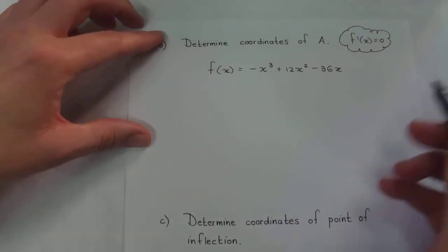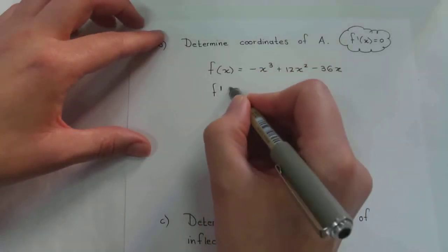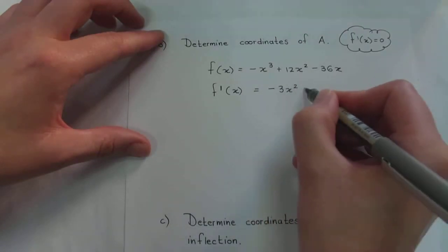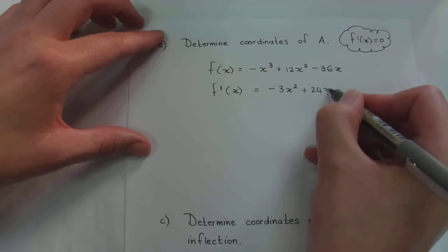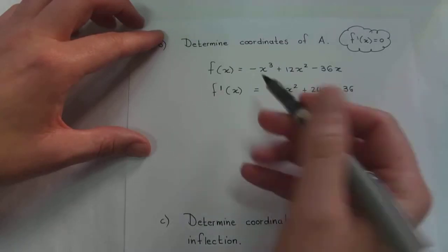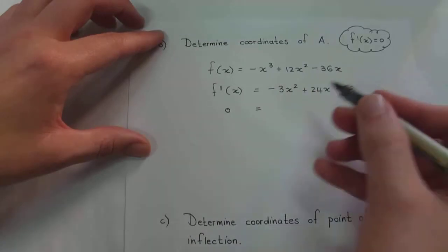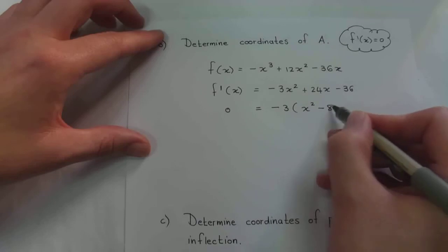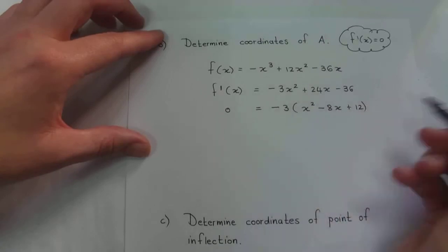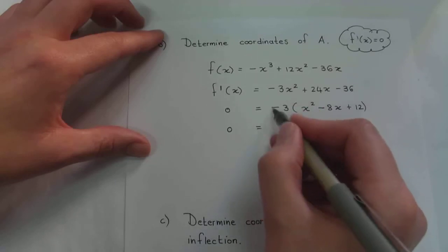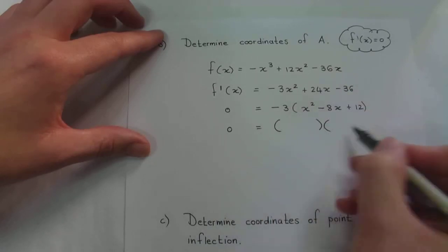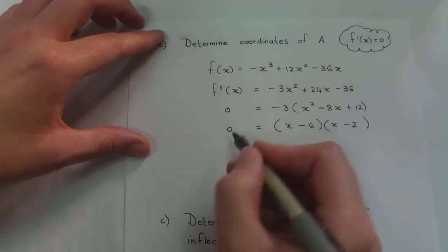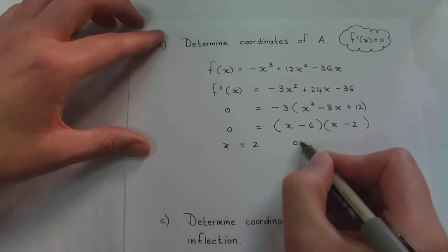Right, so determine the coordinates of A. I have to find the derivative, because this is my turning point, and that's going to be minus 3x squared plus 24x minus 36. There we go. I need to now go and set that equal to 0, because that's how I find stationary points or turning points. I'm going to take negative 3 out as a common factor, so x squared minus 8x plus 12. And then I am going to divide by that negative 3, so it falls away in the next step, and I'm going to factorize the trinomial, which is (x minus 6)(x minus 2). So x is equal to 2, or x is equal to 6.